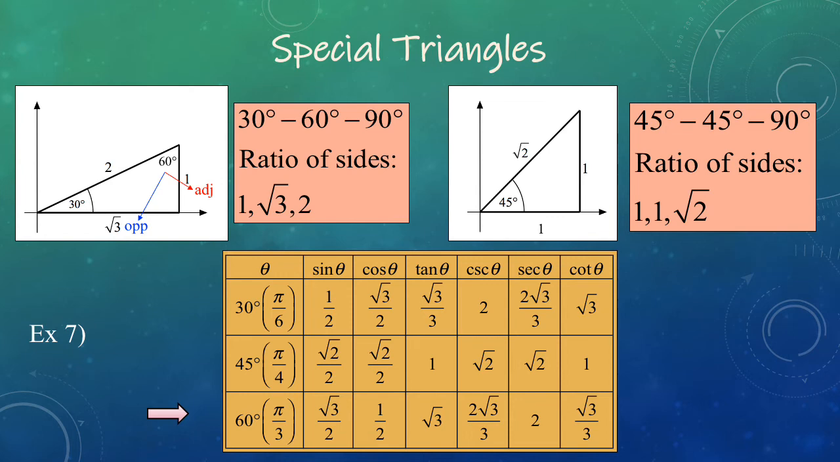The same is true with finding the cosine. The cosine of 60 degrees will be adjacent over hypotenuse, or 1/2. And the tangent of 60 degrees will be opposite over adjacent, which is the square root of 3 over 1, or the square root of 3. Cosecant of 60 degrees is 2 root 3 over 3. Secant of 60 degrees is 2. And cotangent of 60 degrees is the square root of 3 over 3.